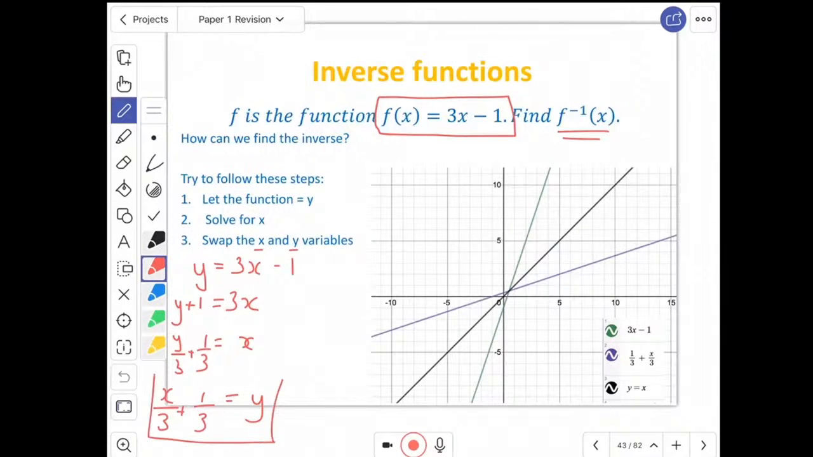So that is how you find the inverse, and I can change y then if I want into f to the power of minus 1 of x, f inverse. And that's how you do inverse. Nice and easy, nothing too complicated.